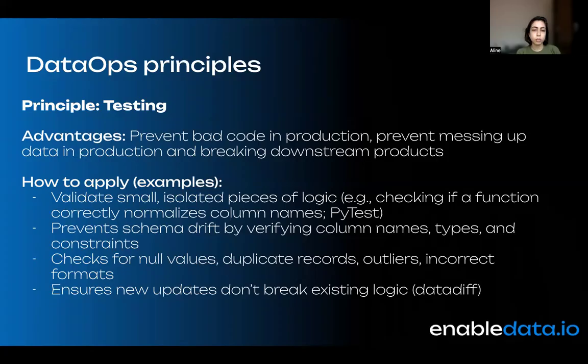Prevent schema drift by verifying column names, types, and constraints. For example, if you have a created at field, you want that always to be a date type or timestamp. Check for nulls, duplicated records, outliers, incorrect formats, and ensure new updates don't break the existing logic.